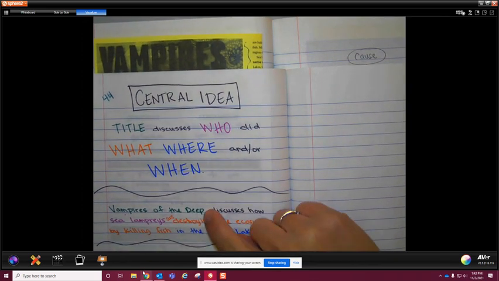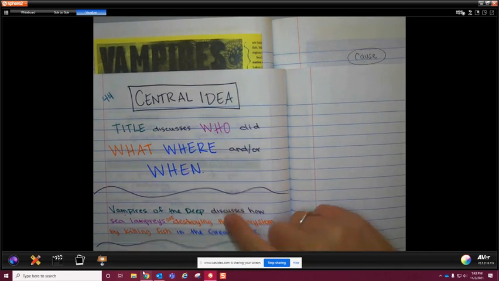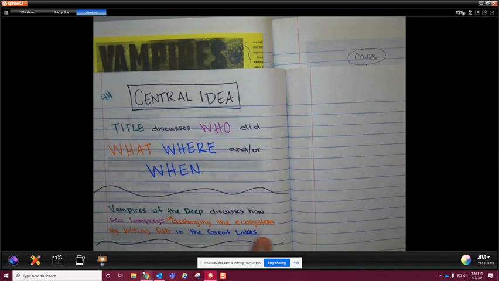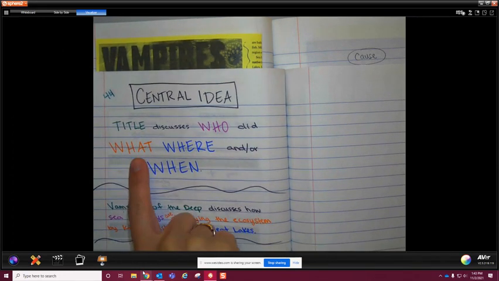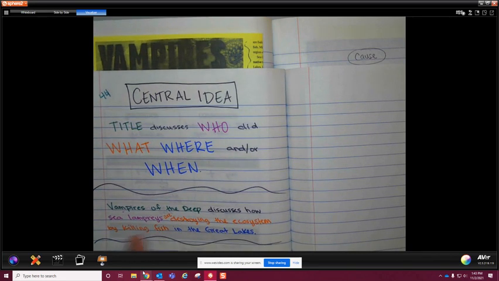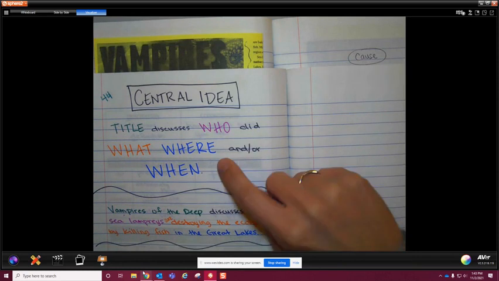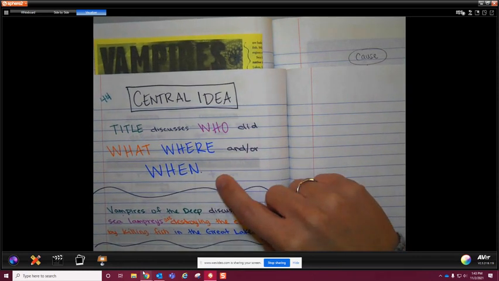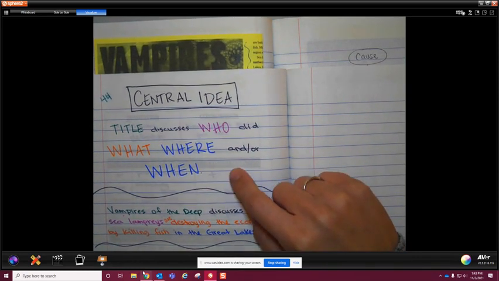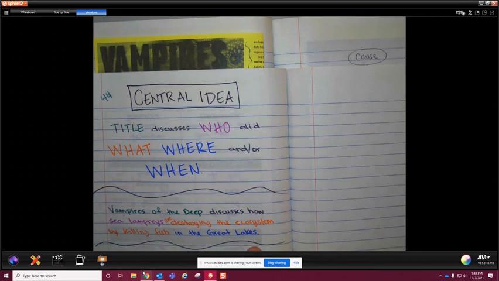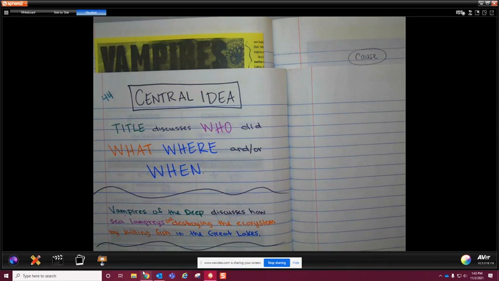So again, I color coded it. So that's the title. Discusses who, sea lampreys, are destroying the ecosystem by killing fish in, this is where, the Great Lakes. Now, you're going to notice the blue part here, where and or when. So I don't have to have both. I could have both, but I don't have to. I do need to have at least one of them, though. Okay? So Vampires of the Deep discusses how sea lampreys are destroying the ecosystem by killing fish in the Great Lakes. That's the central idea.